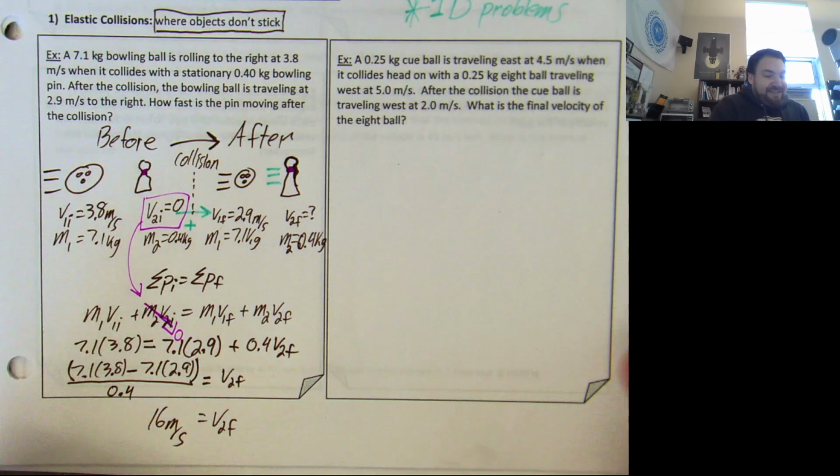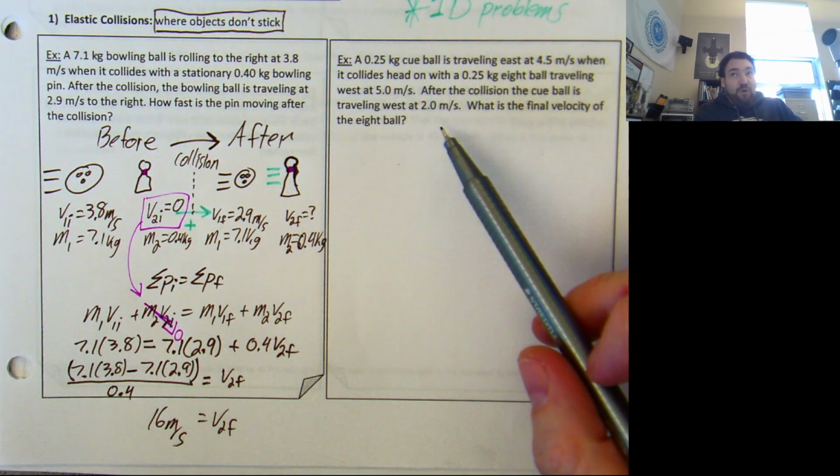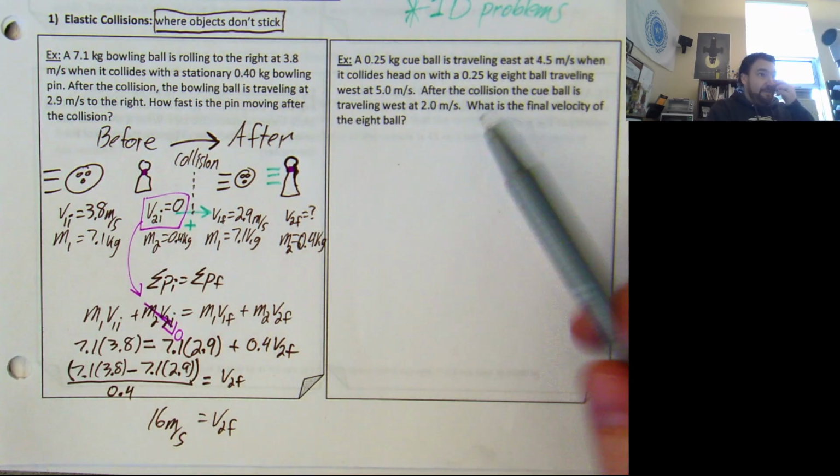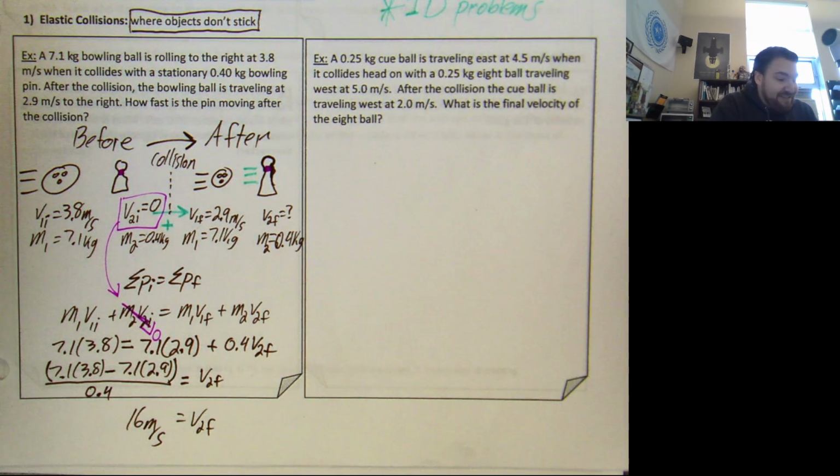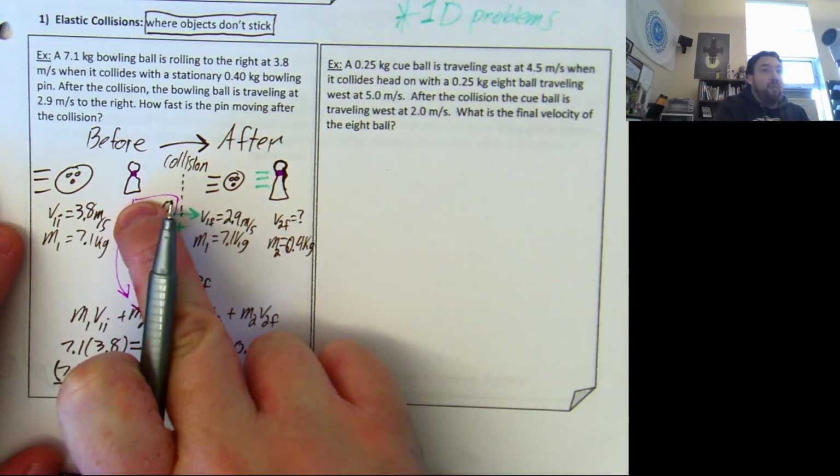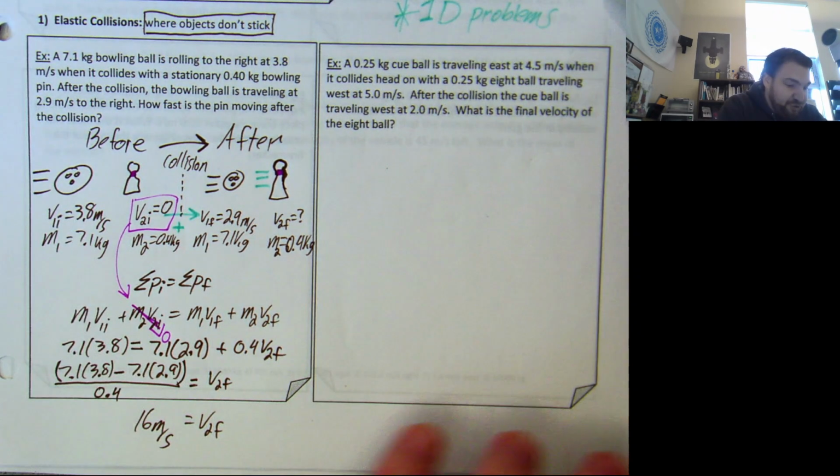So it's one of these scenarios where you have multiple balls moving on a pool table at the same time. So this is a fundamentally different kind of problem. This one had one object stationary. This one does not. So let's draw it out.